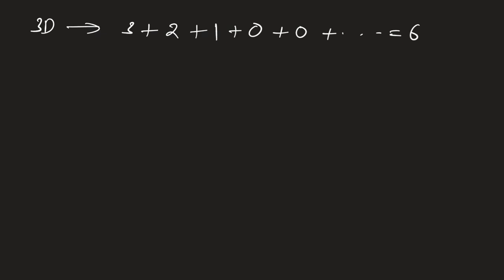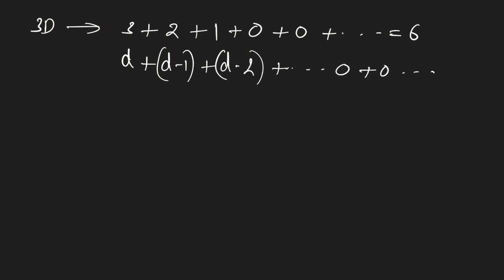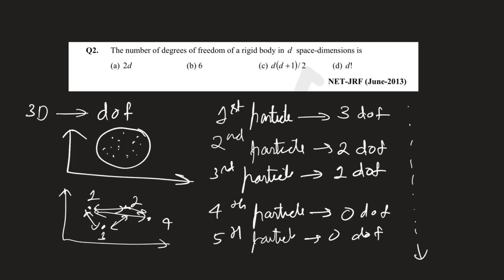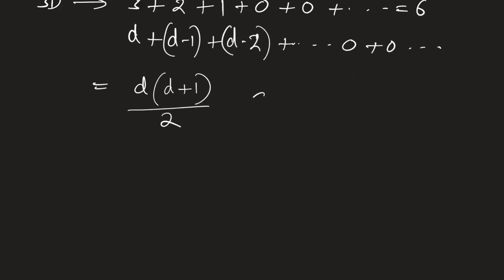For a d-dimensional space, we have d plus d minus 1 plus d minus 2 plus, and so on until zeros, zeros, and zeros. So this series we can write in a very simple way. This is basically a sum, and the sum is d into d plus 1 by 2. So this is option number C. The answer to this question is option C.